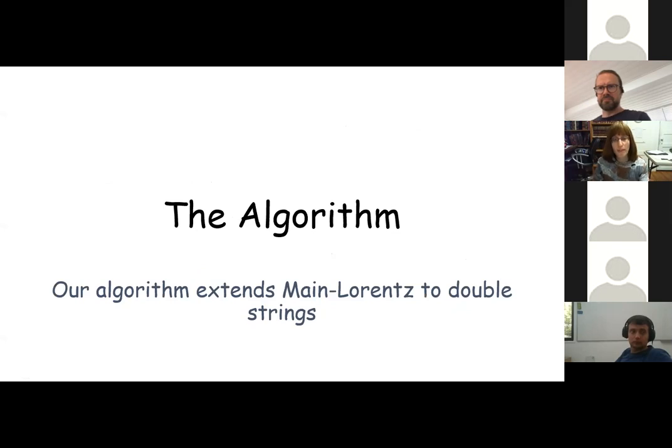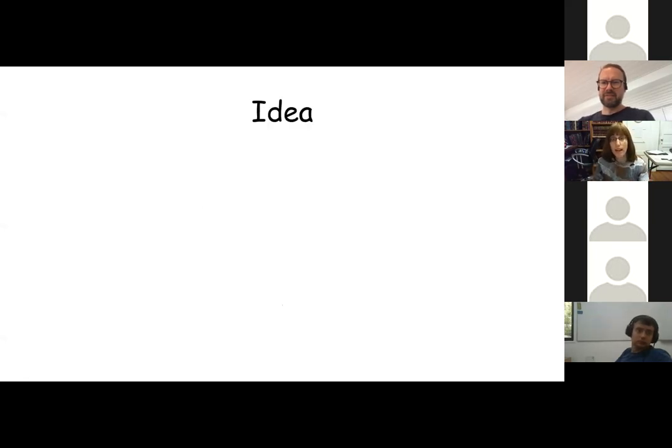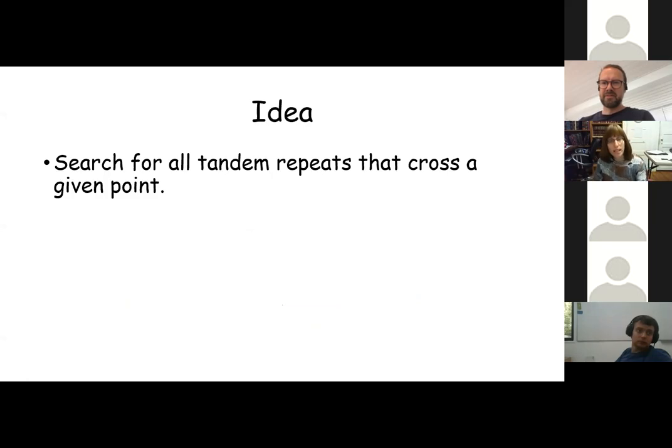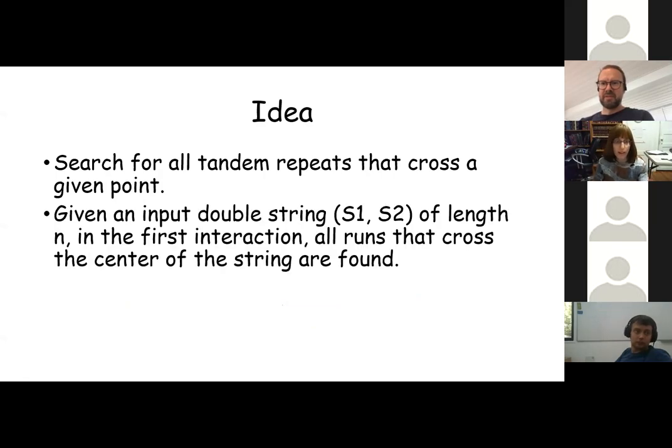Okay, so then we want to find these things in a given double string. And what's interesting is that the Main-Lawrence algorithm extends really nicely to this problem. Now let me remind you what the Main-Lawrence algorithm does. Instead of searching every start point or every substring for a tandem repeat, we rather search for tandem repeats that cross a given point. I'll have a figure on that in a moment.